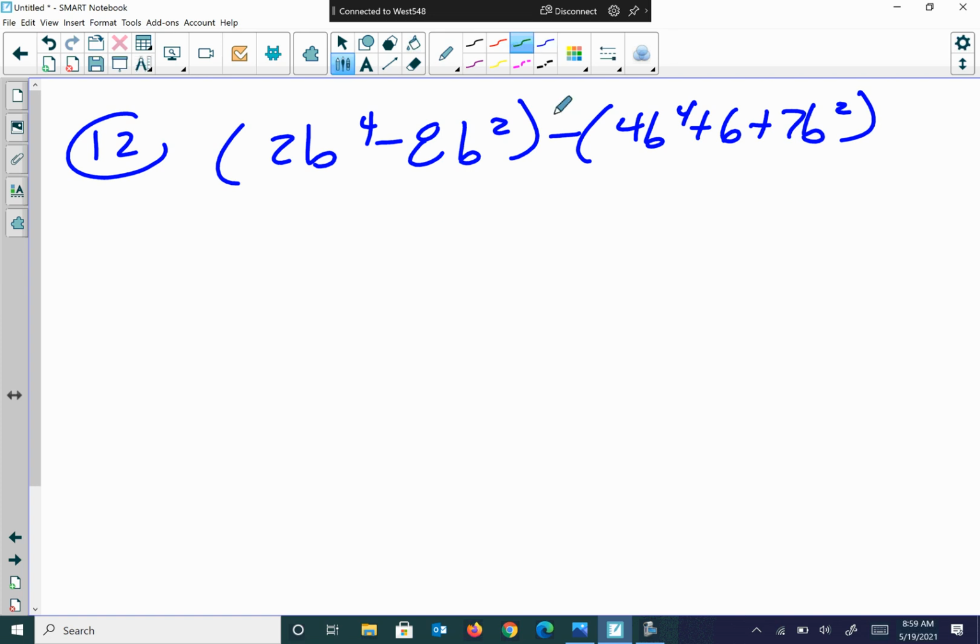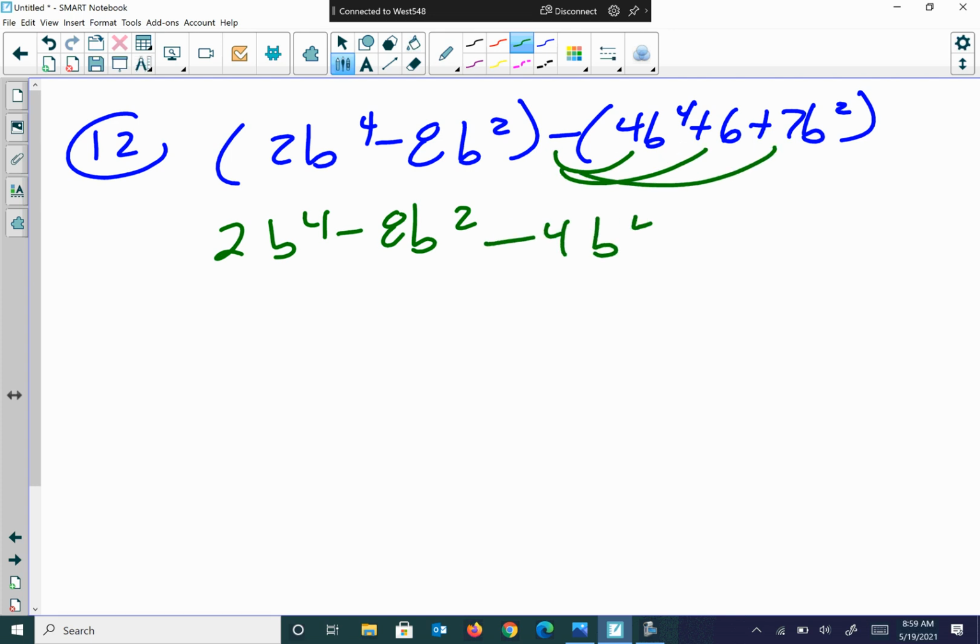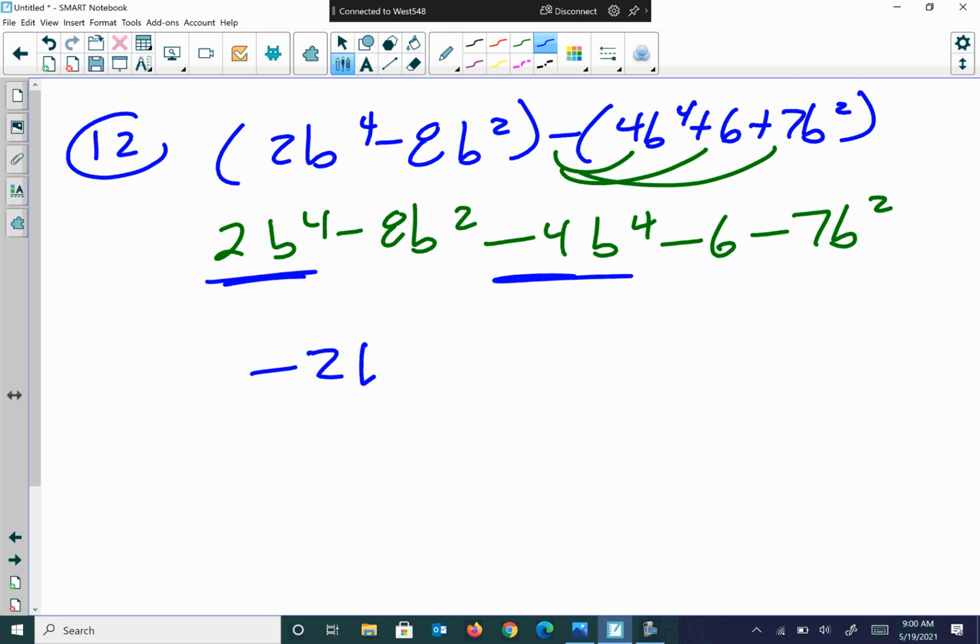Okay, so I could drop the first set of parentheses, no problem. Second set of parentheses, I need to make sure I distribute a negative and change all the signs. And then we're going to look, okay, I have two of them. So if I go negative 4 plus 2, it gives me negative 2b to the fourth. And then I have this one and this one, so that gives me negative 15b squared. And then that is negative 6.